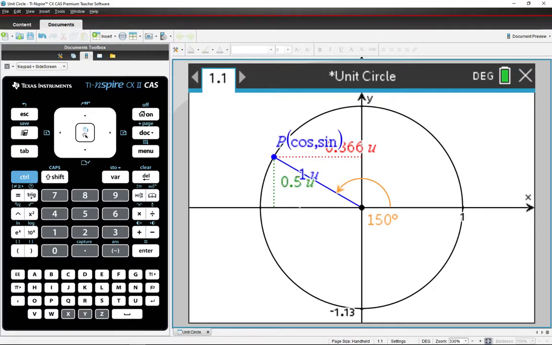So what that means is there are multiple angles. In this particular case, there are two angles, 30 degrees and 150 degrees, at least in one revolution, that give you a sine value of 0.5. So that is just a basic overview as to how trigonometry works in the unit circle.